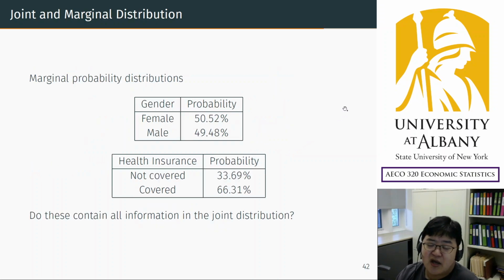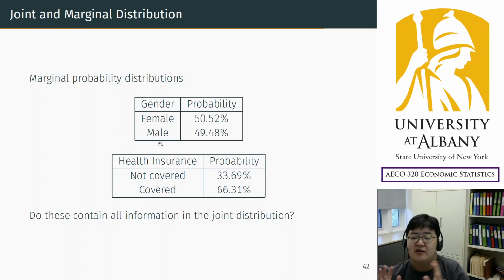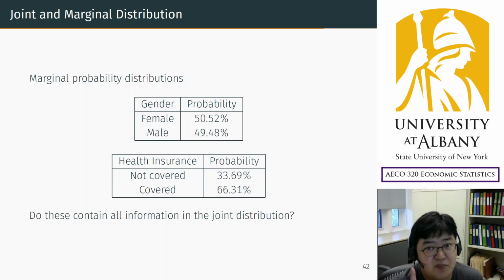However, can we go the other way? Suppose that we have two marginal distributions, for gender and for health insurance. Can we go back and make a 2x2 table? The answer is no. That's the point here. So these two tables cannot recover the full distribution.